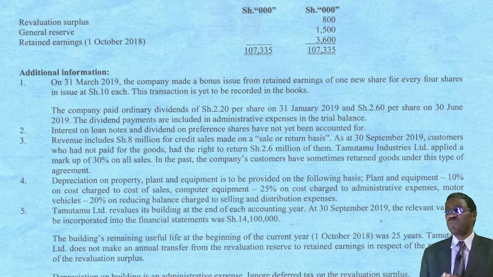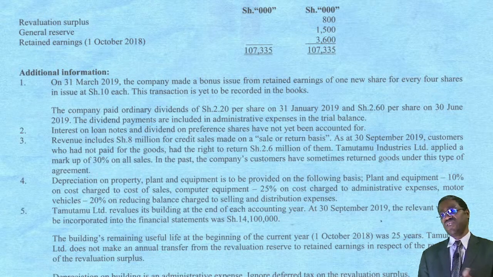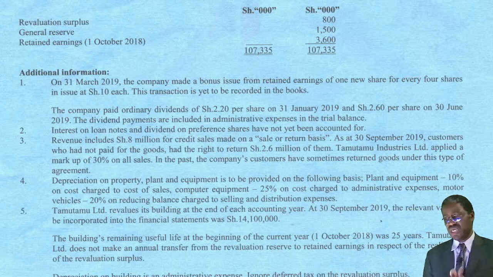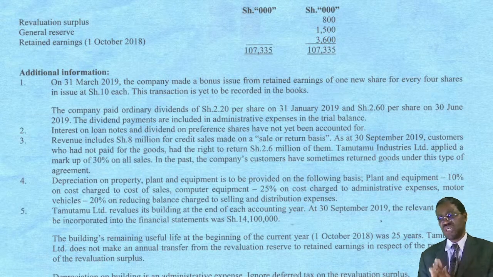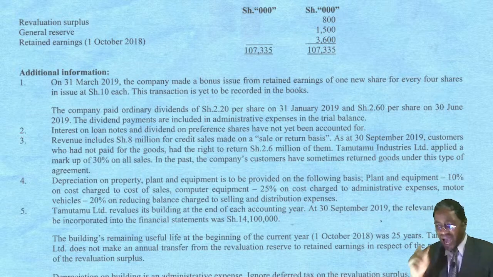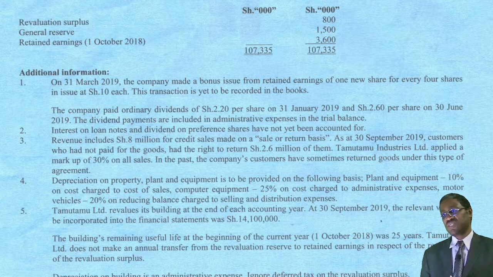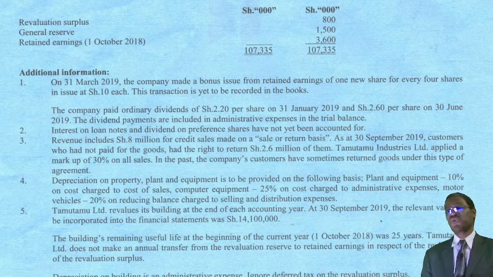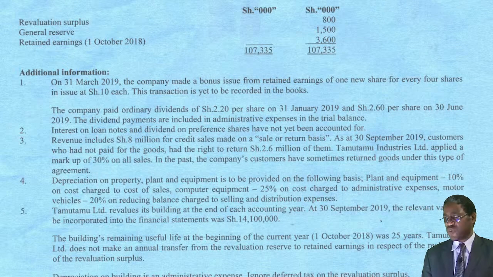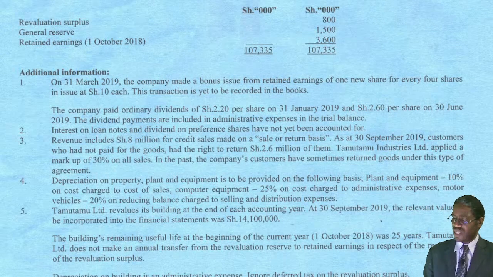The company paid ordinary dividends of 2.2 per share on 31st January 2019 and 2.6 per share on 30th of June 2019. The dividend payments are included in the administrative expenses in the trial balance.